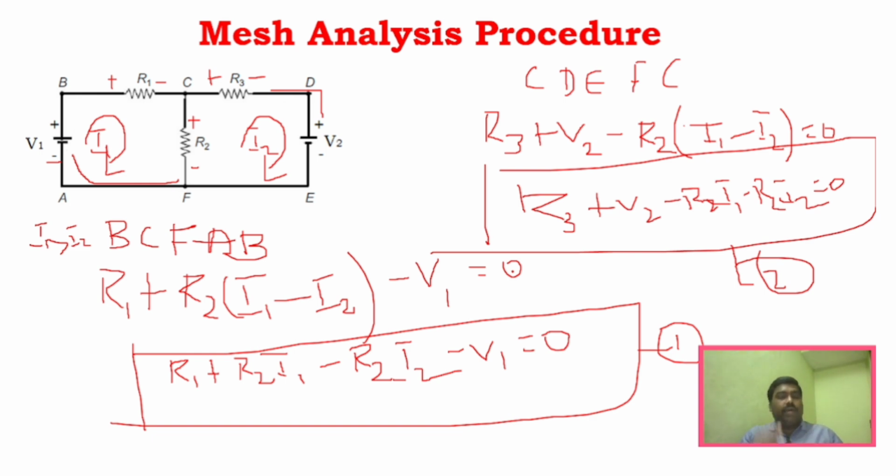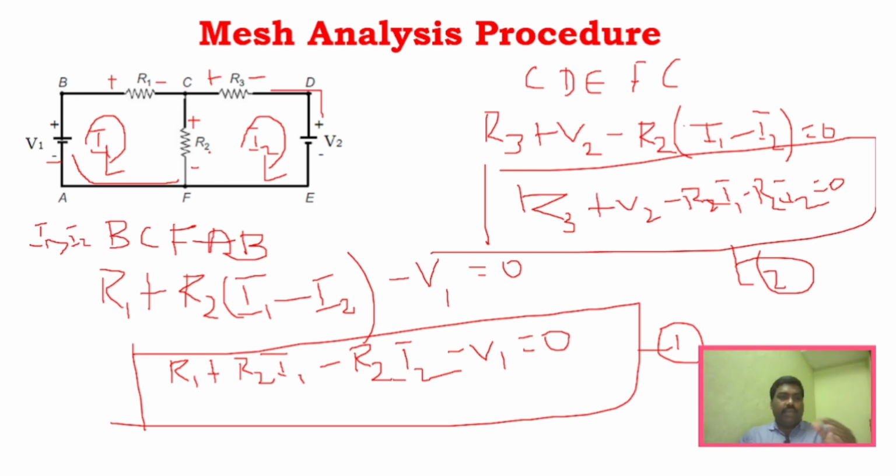And I'm repeating again, if you want to follow one procedure, follow the same procedure. For example, if you see another procedure, the direction of current will be on this side, and they will put a minus sign here. Like that, you have a lot of procedures that will change, right? But if you follow one procedure, go with that, right?